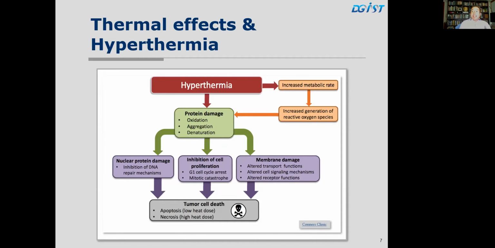Basically, hyperthermia, or high temperature, increases the metabolic rate and indirectly creates oxygen radicals that can then damage proteins. Those protein damages can be nuclear proteins, inhibition of cell proliferation, and membrane proteins and membrane damage, ultimately leading to tumor death. There are two types of tumor death. There is apoptosis due to low dose heat, namely programmed cell death, where the cells go into a track in which they will ultimately die, or high dose heat, physical damage, which is necrosis.